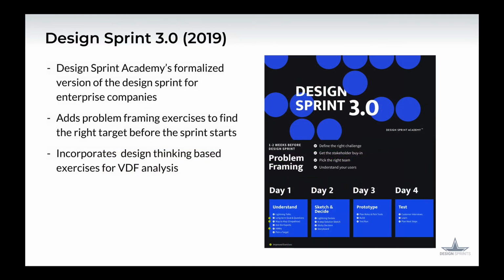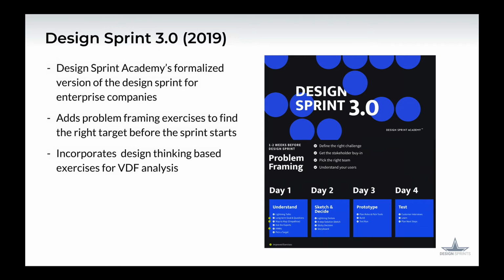Then early this year, Design Sprint Academy came out with their version called Design Sprint 3.0, which is essentially the 4-day process, but adding problem framing to the mix. For those that aren't familiar with problem framing, it's basically used to find the right target before the sprint even starts, making sure that you get buy-in from stakeholders, that you have the right people on the team, and you're prepping everyone for the design sprint you're going to be endeavoring. It also optimizes a few of the exercises that are normally on day 1 for the 4-day process, and it really centers on adding more design thinking elements and testing the viability, desirability, and feasibility of the idea that everyone is concentrating on.